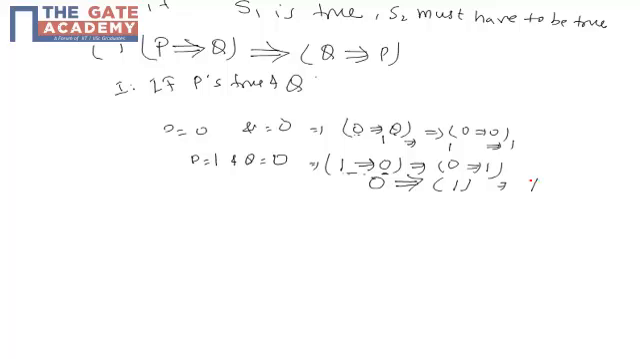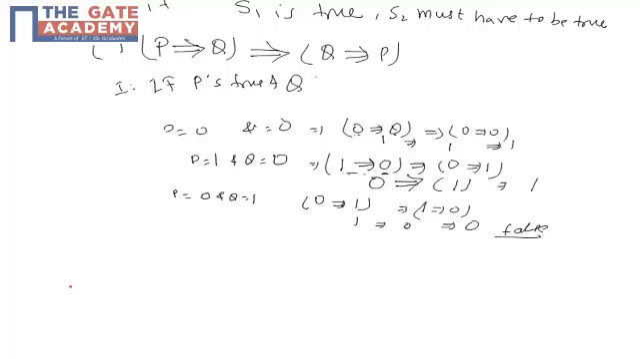Option number 3, if I am taking P equal to 0 and Q equal to 1. In this scenario, 0 implies 1 is 1, and 1 implies 0 is going to be 0. So it's getting a false at this step. So the first option we got as false.